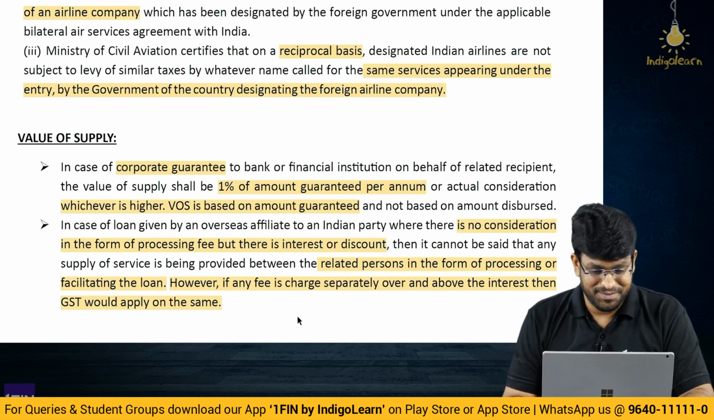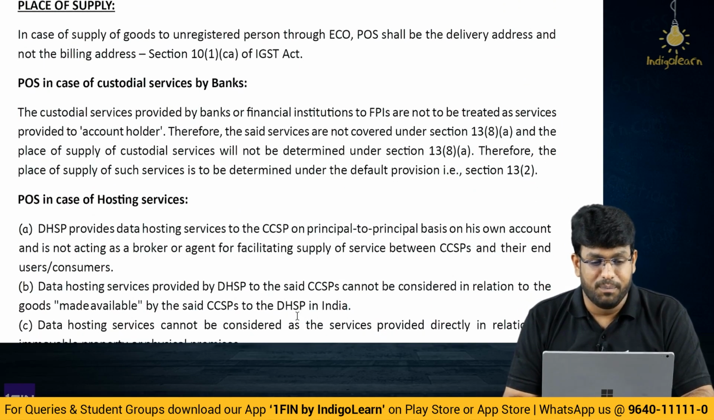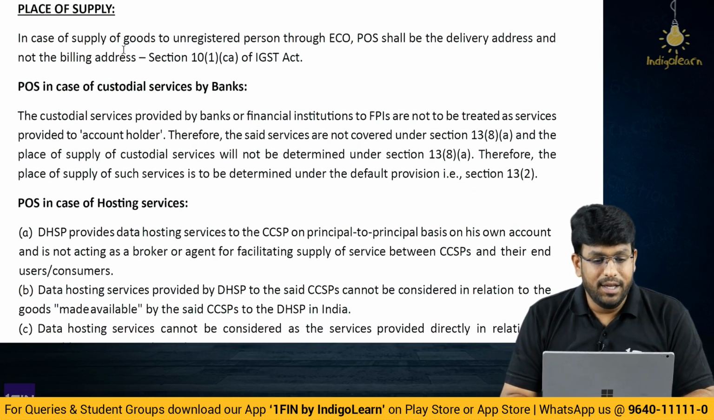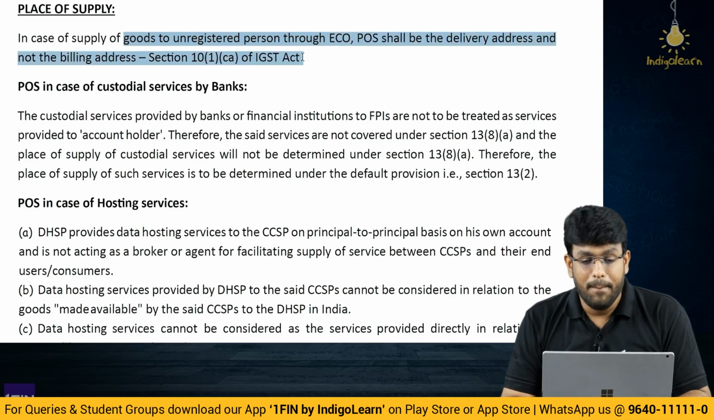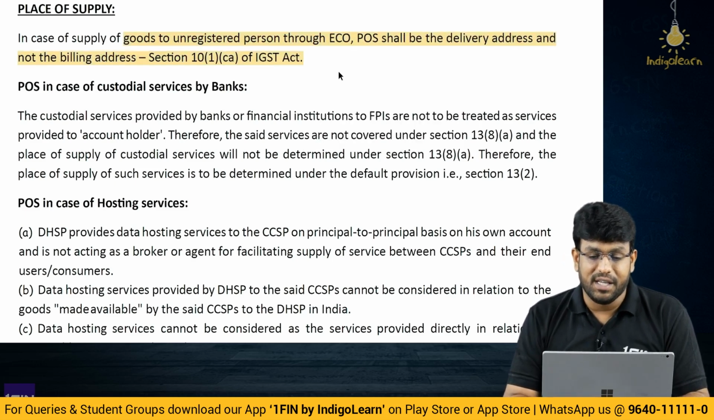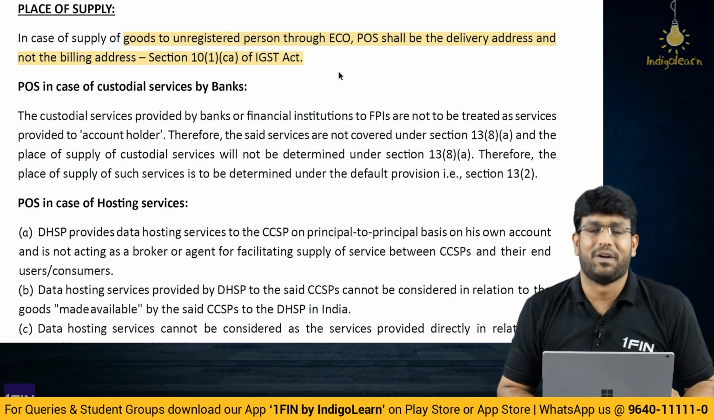Clear? Good. Now moving ahead, amendments in place of supply topic. In case of supply of goods to an unregistered person through e-commerce operator, place of supply will be delivery address and not the billing address. Already we know this, my dear friends. Section 10(1)(ca) of IGST Act.